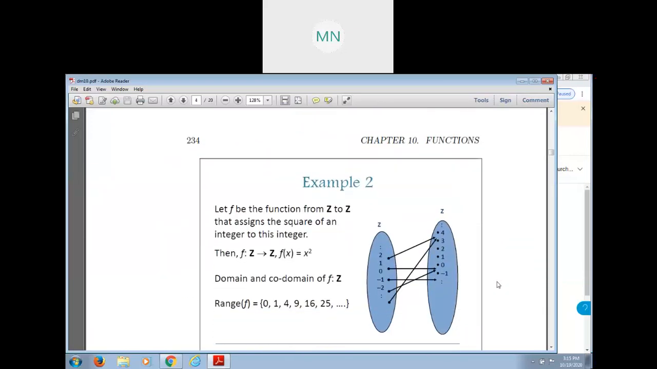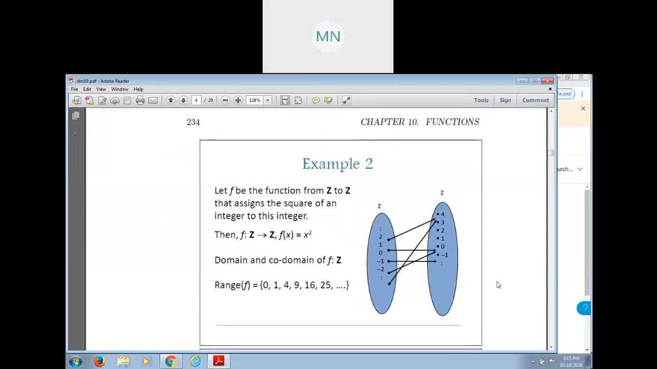Similarly see this one. Let f be a function from Z to Z. Z to Z means what? Z indicates the set of integers. F is a function from Z to Z, so that it assigns the square of an integer. F is defined in this way: f of x equals x square.